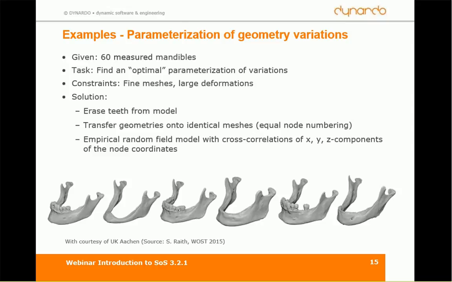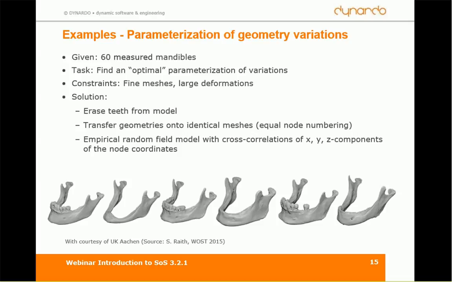Given were 60 measured mandibles where the teeth have been erased from the model and the measurements have been transferred automatically onto a reference CAD mesh before proceeding with SoS. Afterwards, SoS simply created an empirical random field model for all displacements measured from the reference mesh to each measurement. Let's have a look at this automatically generated random field parameterization.